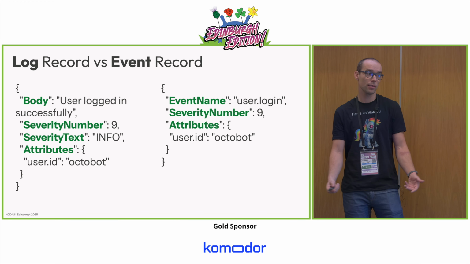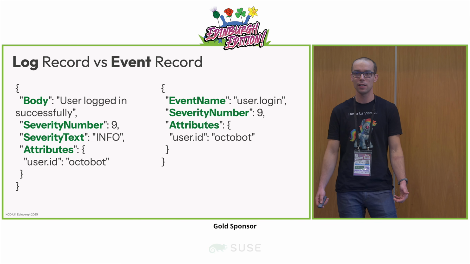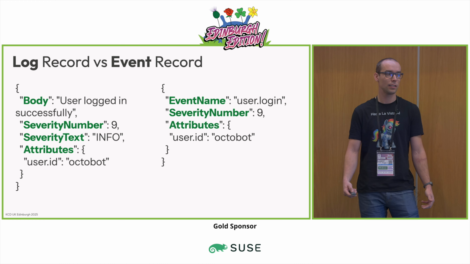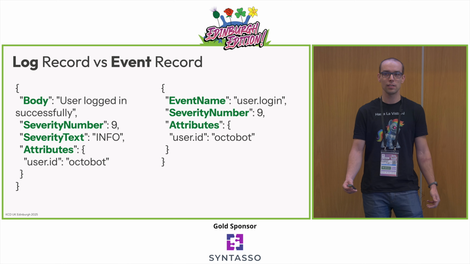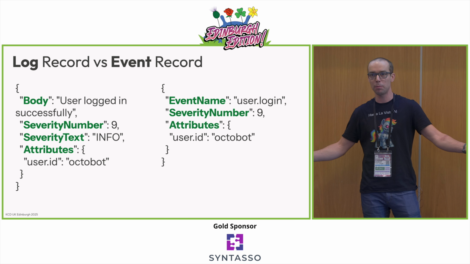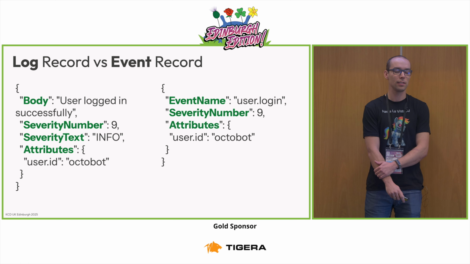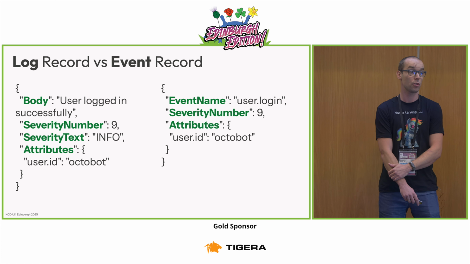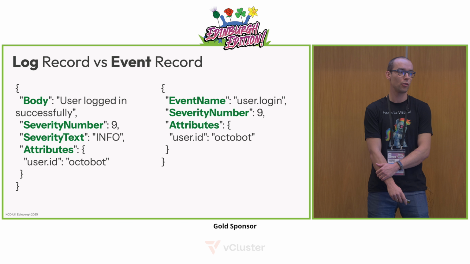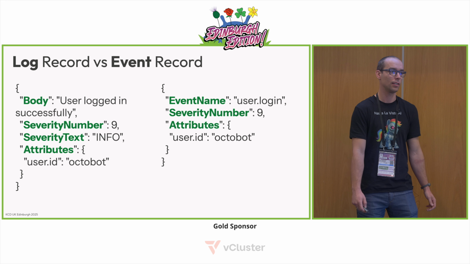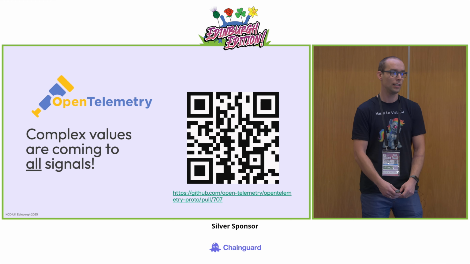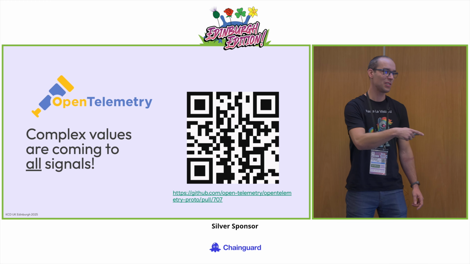And the event record can simply look like this one. We have a semantic convention saying that if the event name is user login, it means across all other applications and software that a user has logged in. And we just need a severity number and attributes, so it's more packed and it's a common thing across other things. So I'll cover this one.